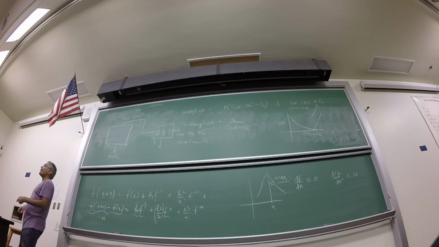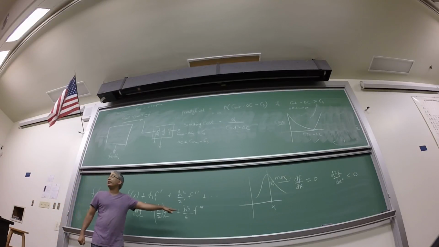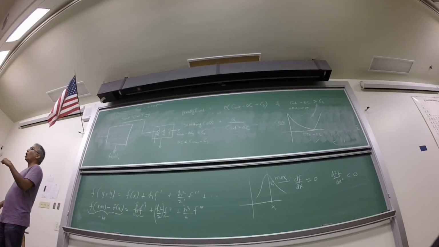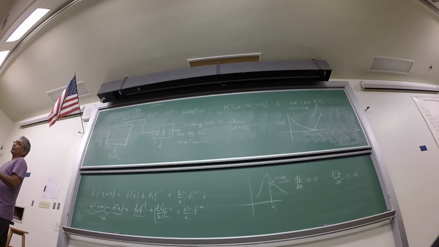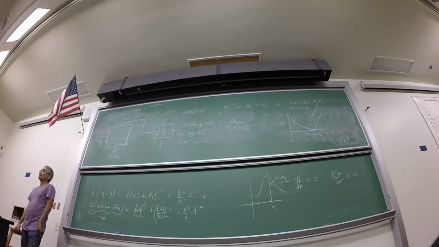However, if f double prime is also 0, then what do you do? You test points left and right. Then you have to test for f triple prime. So f prime is 0, f double prime is also 0, but f triple prime is non-zero, then what does it mean?